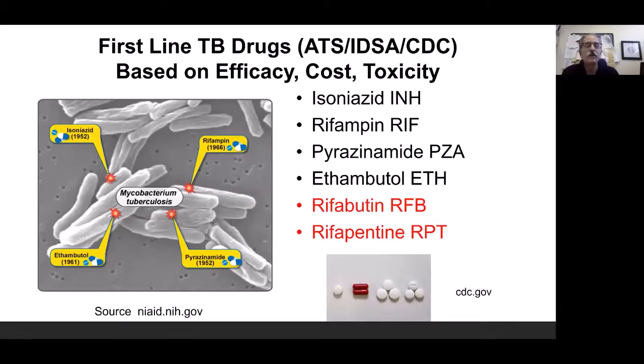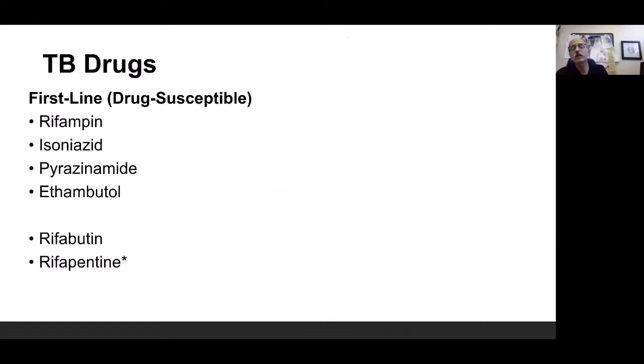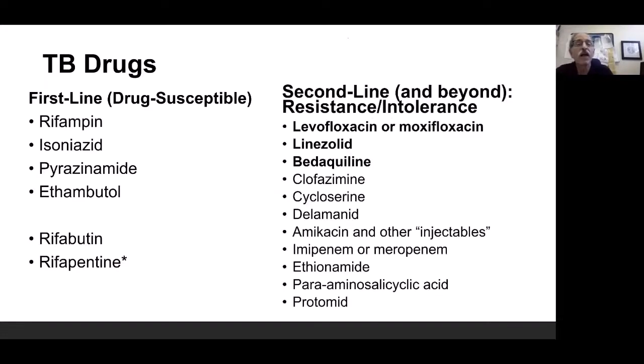So those are our first-line drugs for susceptible disease. And here are our second-line drugs, or second and third and even beyond drugs, drugs that are used for resistance and intolerance. We use lots of fluoroquinolones, so when I talk about reactions to first-line medications, I usually incorporate quinolones there because they're so widely used in treatment.